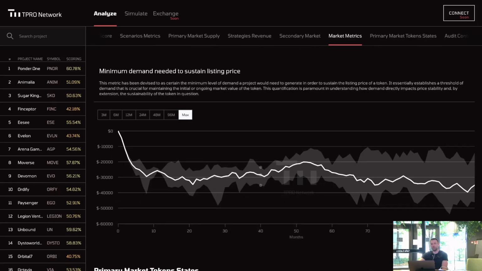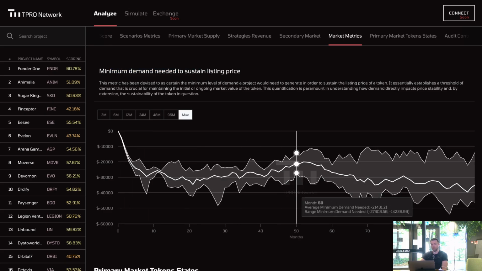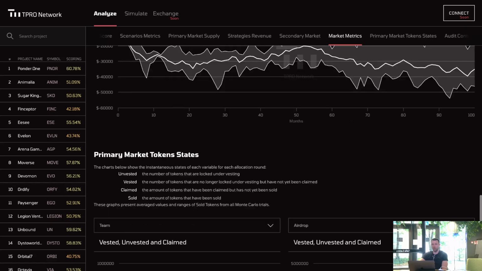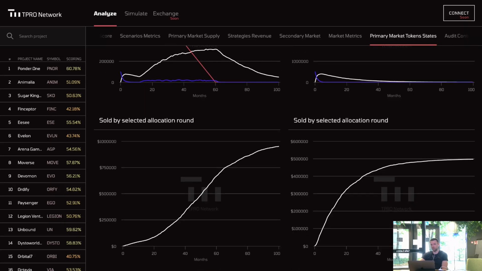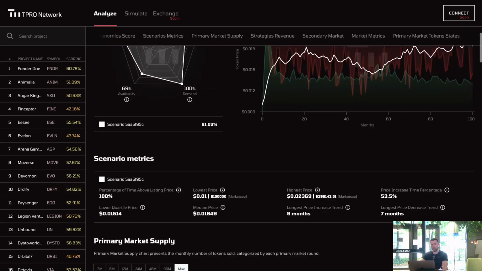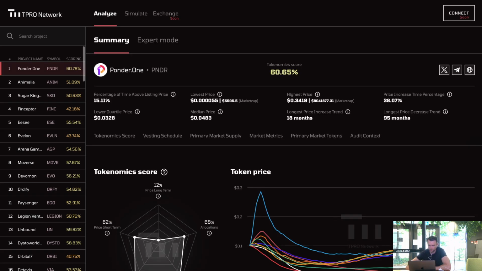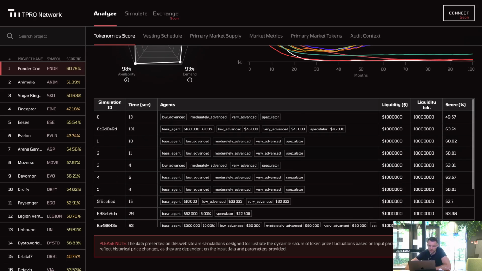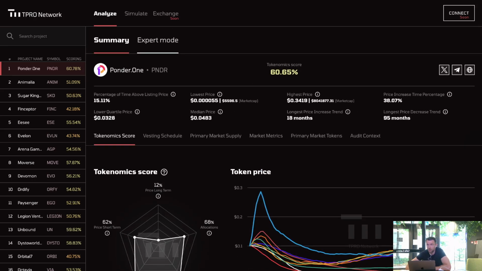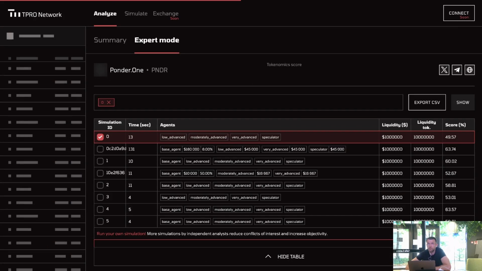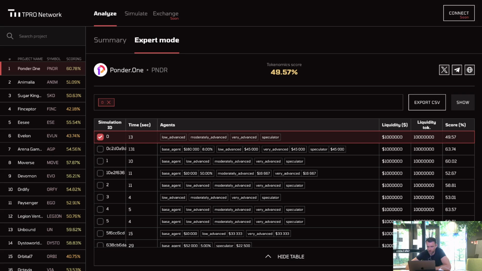Here is our metric, that is minimum demand needed to sustain listing price, which is negative, of course, because in the simulation we can see higher demand than the supply, again changing the states of the tokens on the primary market. So this is for the single scenario. Then if we go back to this case where we have plenty of them, you can go to this expert mode or click on the specific simulation scenario.